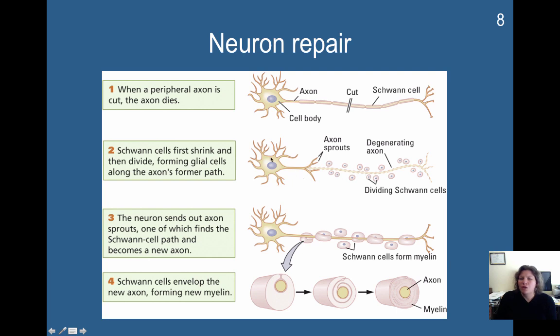The neuron then will send out little axon sprouts, and these sprouts will look for the Schwann cells where they divided, and then these Schwann cells will signal, okay, grow here, this is the path that you used to follow. Once the axon follows this path, the Schwann cells will again wrap around the axon to form myelin. Over time, you can return to function and have rapid communication along the axon. So this is basic peripheral nervous system repair.